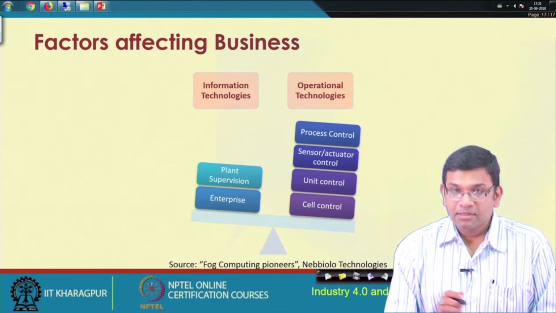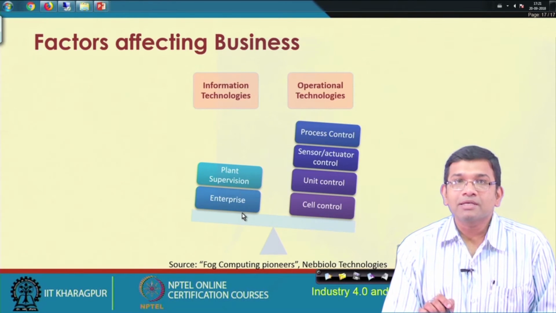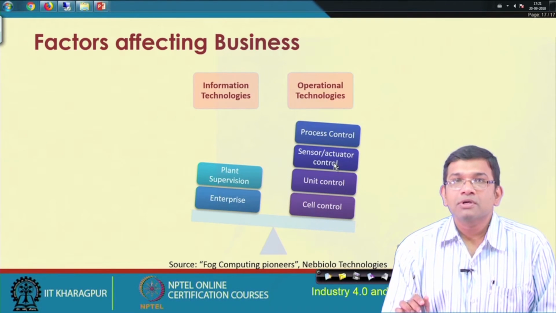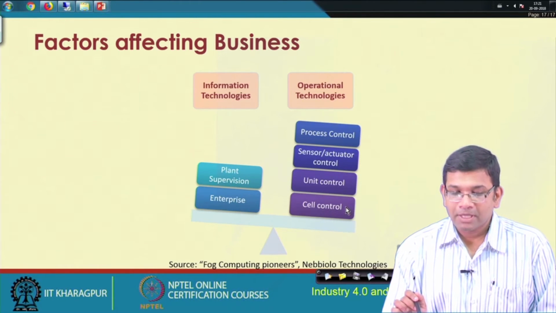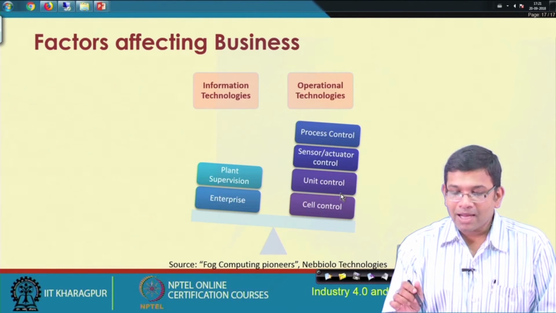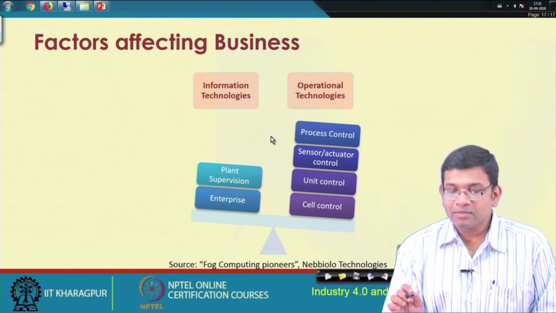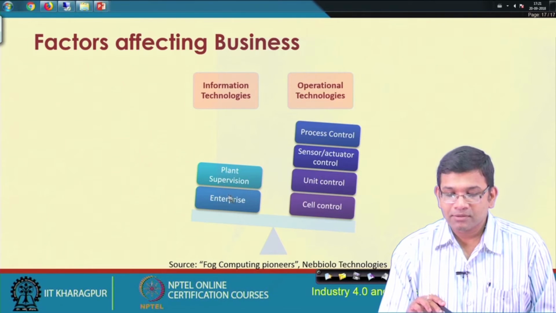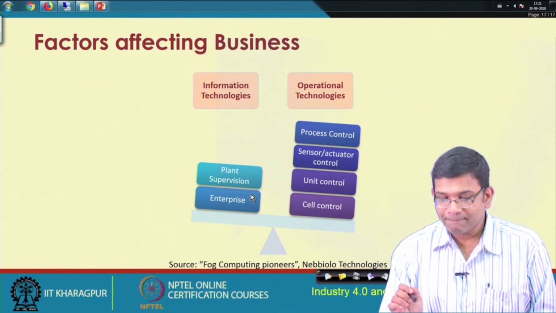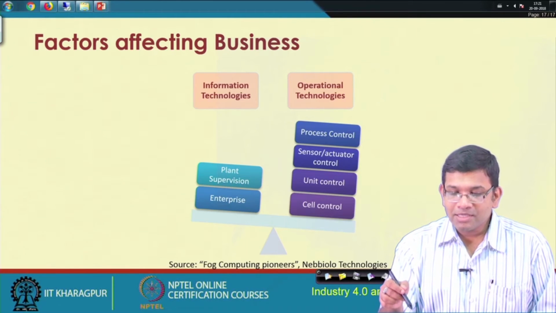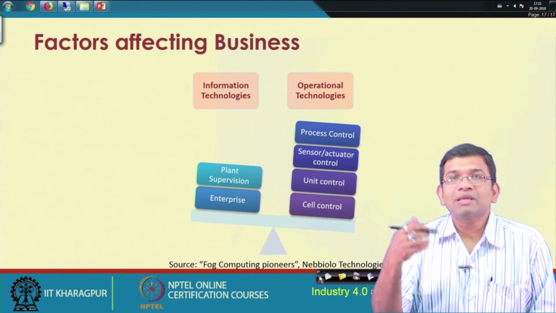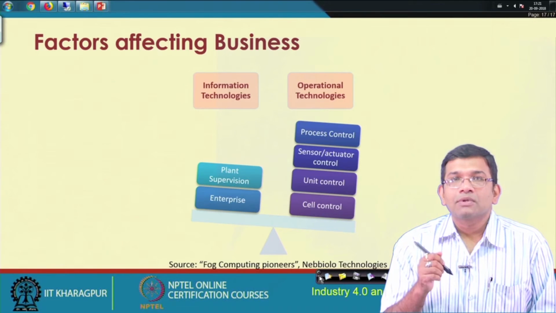So, IT factors include plant supervision, enterprise and so on, whereas the OT factors include process control, sensor actuator control, unit control, cell control and so on. These OT, operational technology, factors typically in most of these industrial automation settings outweigh the IT factors of plant supervision, enterprise control and so on. And this is where the integration and handshaking of these IT and OT parameters for improving the business outcomes, this is where fog can help.